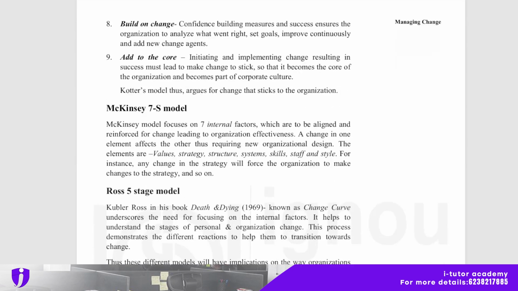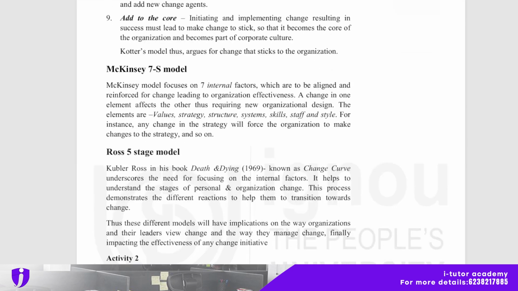And next one is the McKinsey 7S model. McKinsey's model focuses on seven internal factors which are to be aligned and reinforced for change, leading to organizational effectiveness. As a change in one element affects the others, it thus requires new organizational design. The elements are values, strategy, structure, systems, skills, staff and style. For instance, any change in the strategy will force the organization to make changes to the other elements and so on.